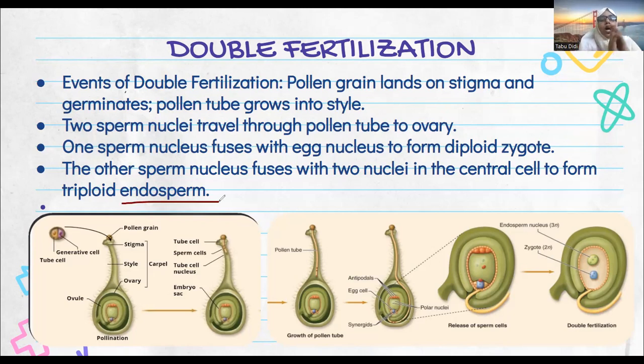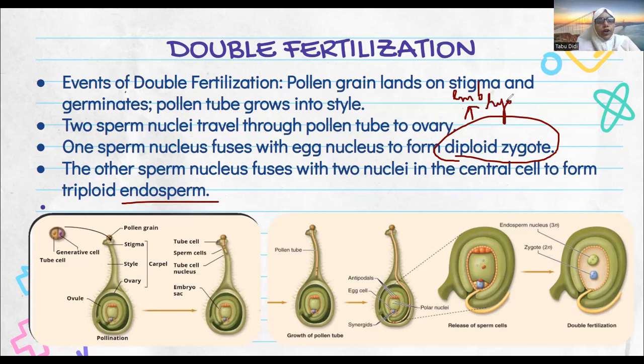Basically, endosperm is the nutritive part of the growing embryo. The egg which got fertilized with the one sperm, this diploid zygote which is formed, will develop into the embryo.